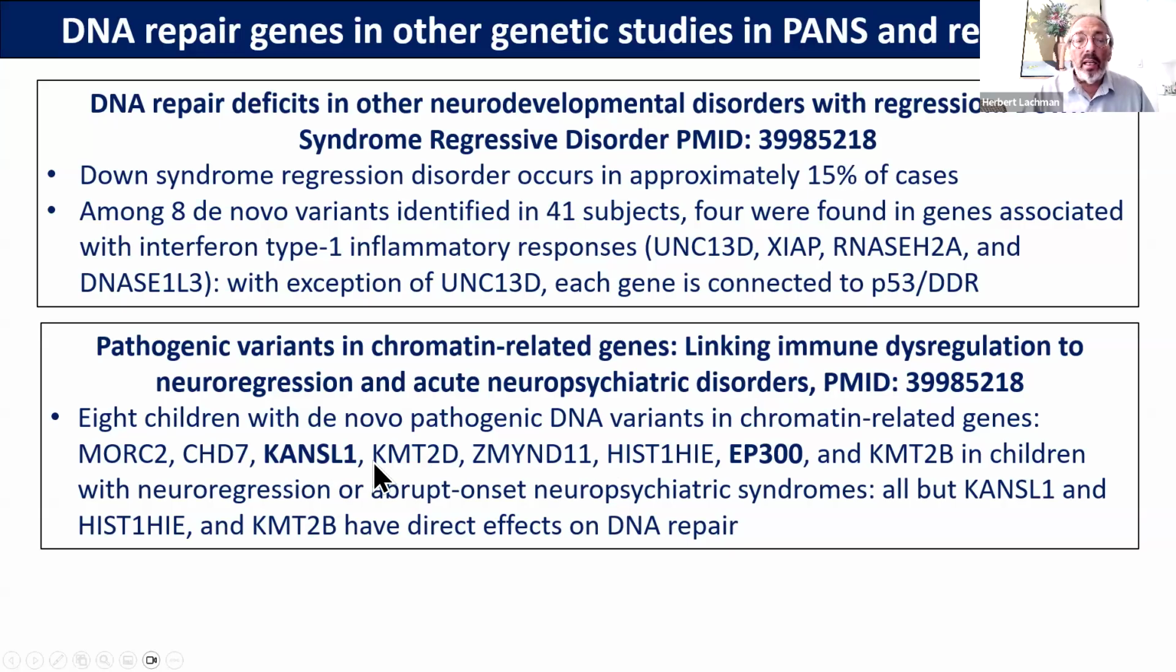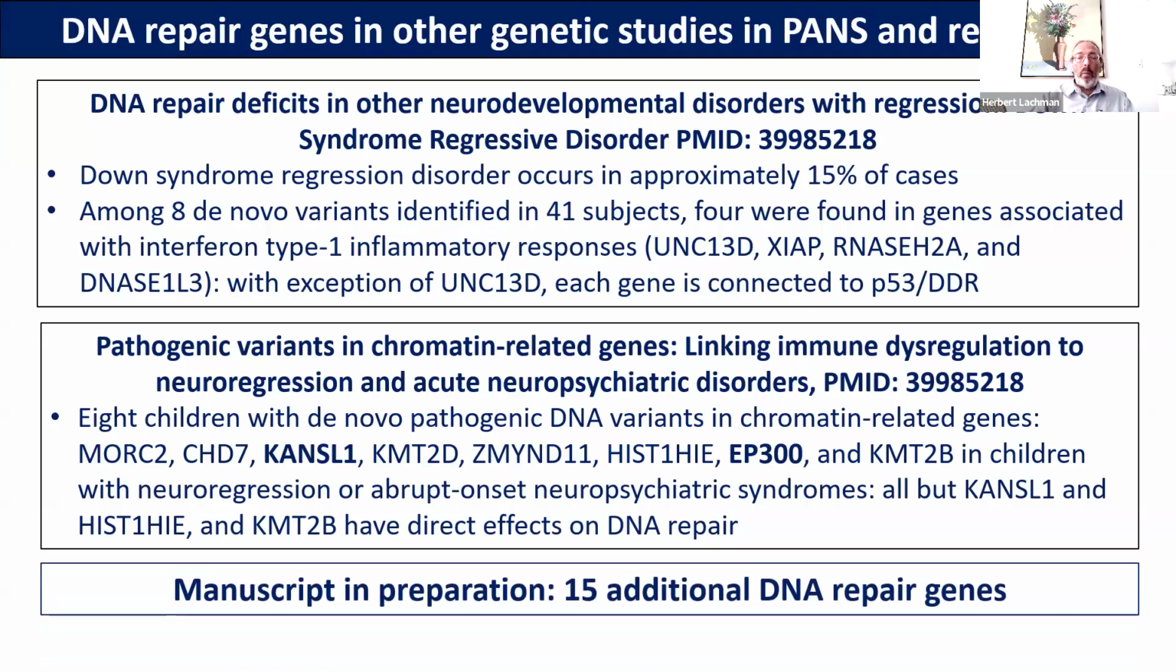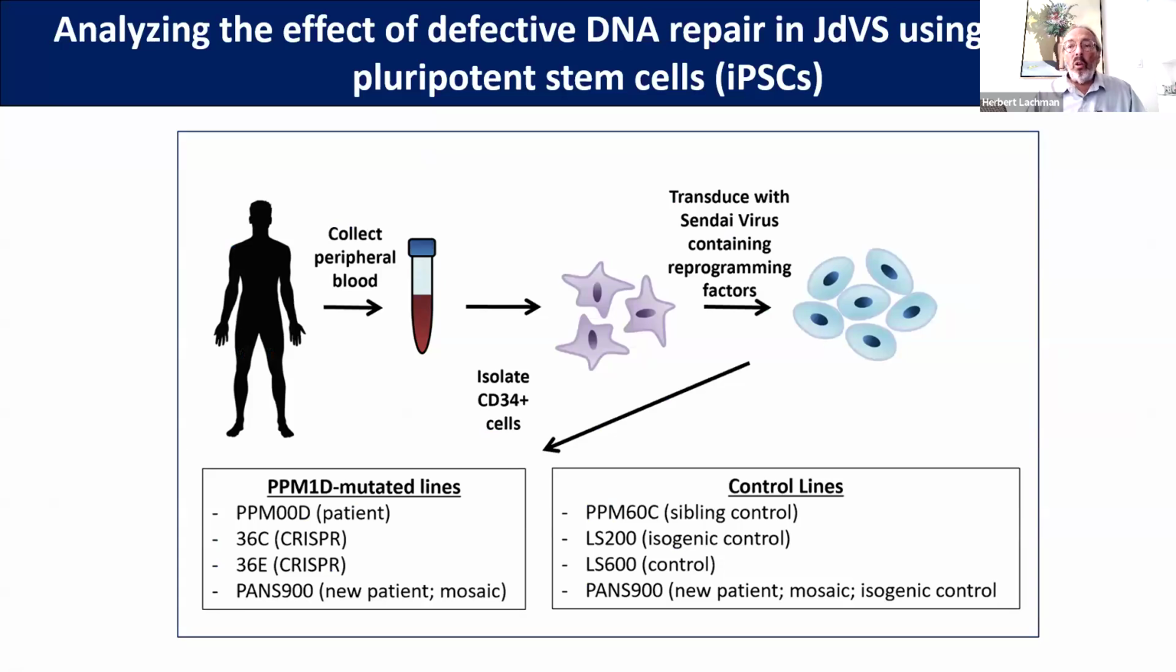I have these 2 genes highlighted, KDM5 and EP300, because we have also found mutations in those genes in PANS cases. And in the case of EP300, that will appear in a paper I'm currently preparing, in which we identified 15 additional DNA repair genes. So now the question is, what is DNA repair doing in cells relevant to behavior or to autoimmunity or to inflammation, which would be peripheral immune cells, which we are not studying.